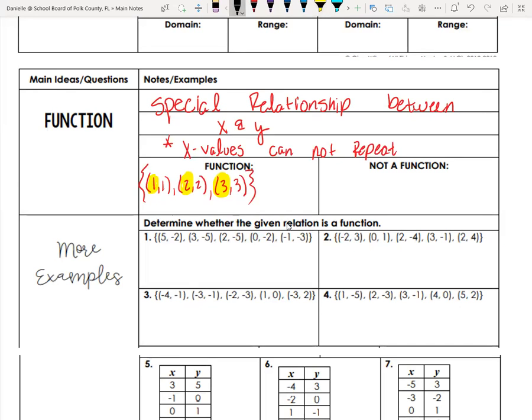So a counter example, 1, 1, 2, 2, 3, 3, and then we'll do 1, 3. And if I look at my x values, my 1 repeats. So that's why this is not a function.